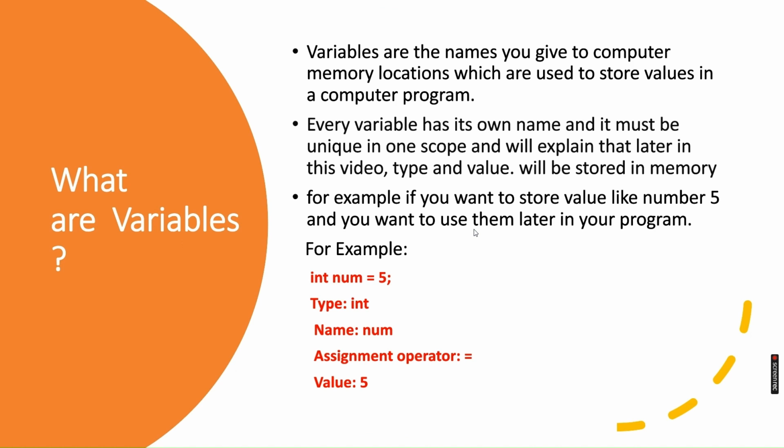For example, if you want to store a value like the number 5 and use it later in the program, you type int num assignment operator 5. I just want to mention that this equal sign in programming is not an equal, it is the assignment operator. Equal in programming is the double equal operator. Okay, so the type here is int, the name is num, the assignment operator is equal, and the value is 5. So this variable that you created is stored somewhere in the memory.